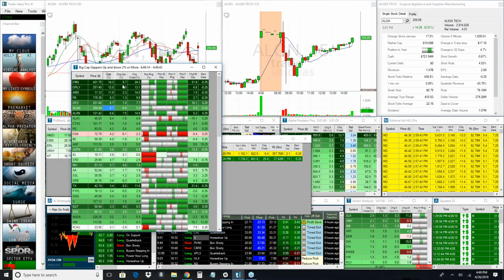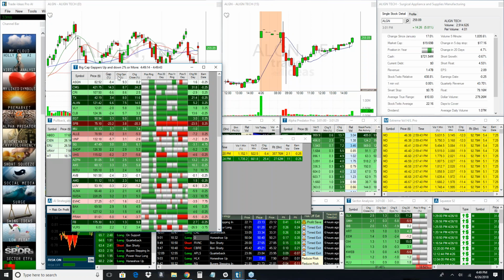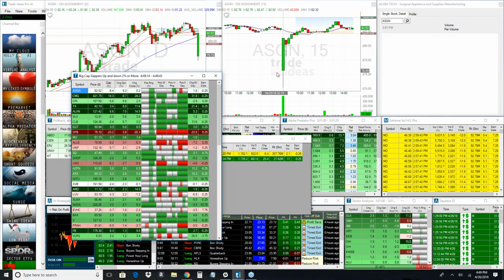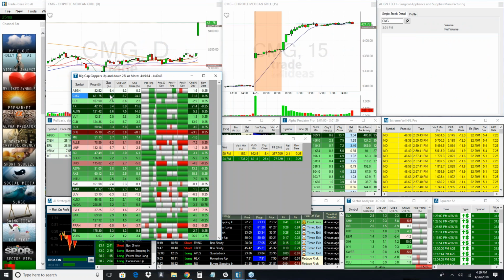But once the market opens up, if you're going to have this open during live hours, you want to do something like change from the open, because this is where you can see stocks that may have gapped down and had a beautiful move, retrace that move. CMG, of course, was just a beautiful move all day long.